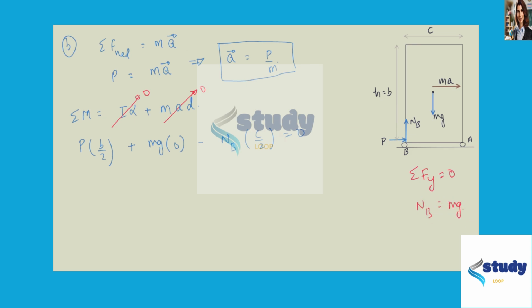We can plug it here. So P times b over 2, or we can take this term towards the right side, so it equals Nb, we have mg times c over 2. So this 2 and 2 will cancel out. So again from here we'll get the expression for P as mg times c over b. So this is the answer for part B. This is the maximum force which can be applied on the crate such that the crate will not rotate. So I hope you have understood the problem. Thank you.